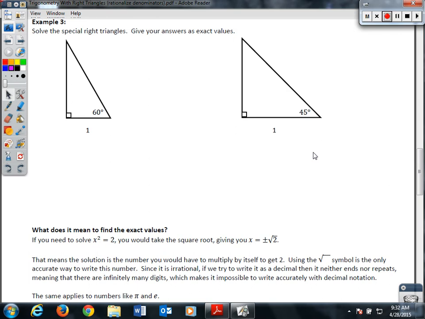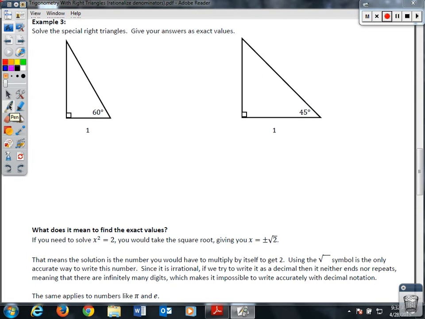There are two special kinds of right triangles. We call them special right triangles because the values for the ratios of sine, cosine, and tangent come out very nicely, at least in comparison to other values that you could get. We'll come back to the exact answer, exact values thing in just a minute. So set that aside for just a moment. We'll come back to that.